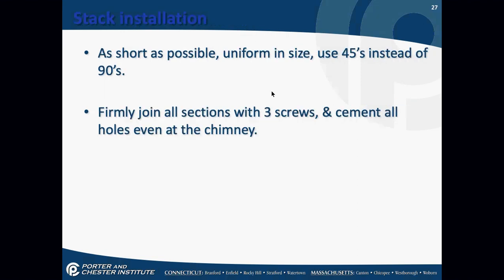When we install stacks, we want to stay as short as possible. We want to be uniform in size. In other words, you're not going to change sizing of the stack piping, of the vent piping. You're going to try to run from the furnace to the chimney in one size. We don't use 90-degree bends. We use 45s instead. We join all sections together with 3 screws. And we cement all holes, even at the chimney. We cement it into the chimney using a high-temperature cement. Okay?